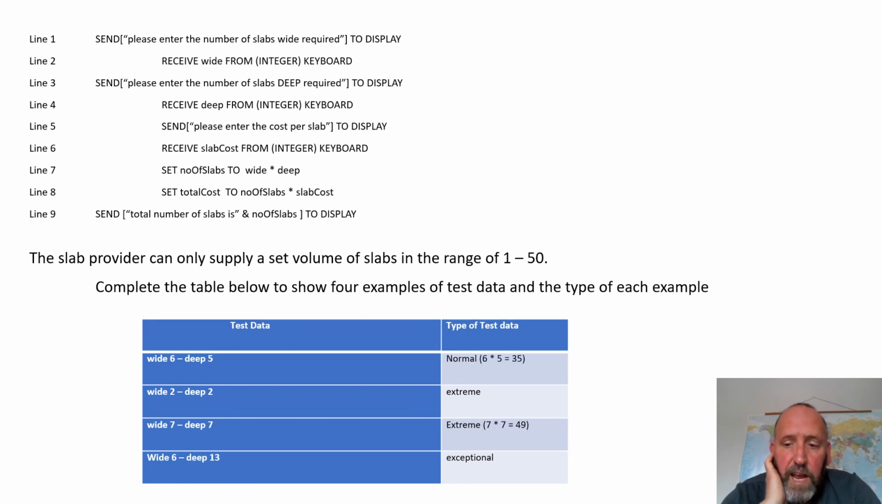The 6 by 5 is normal because that gives you a number of 30 slabs, which is in the normal range for the program. 7 by 7 is extreme because that gives you 7 times 7 equals 49 slabs, and the range is 1 to 50. So that's at the very end, or almost the extreme end of the range. So that's extreme, 7 sevens, 49.